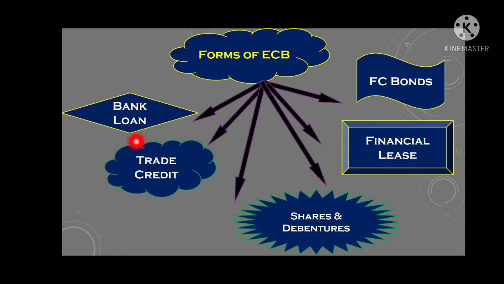Now another one is trade credit. The third one is FC bonds. The fourth one is financial lease, and the last one is shares and debentures. Now what are these? Let's discuss them in detail, right?